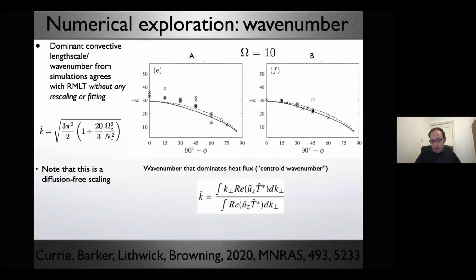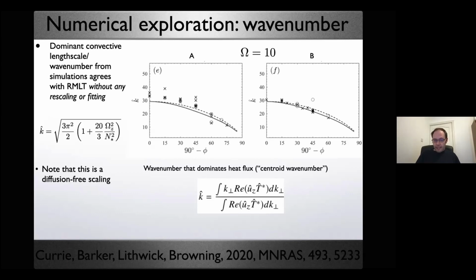So the final quantity I wanted to mention in these simulations is we've looked in more detail at the wave number that dominates the heat transport. And so we've again calculated it based on this centroid wave number, K-per multiplied by the heat flux spectrum, the integral of that. And that's given by the symbols in both setups for simulations with a given rotation rate that we chose to be 10.